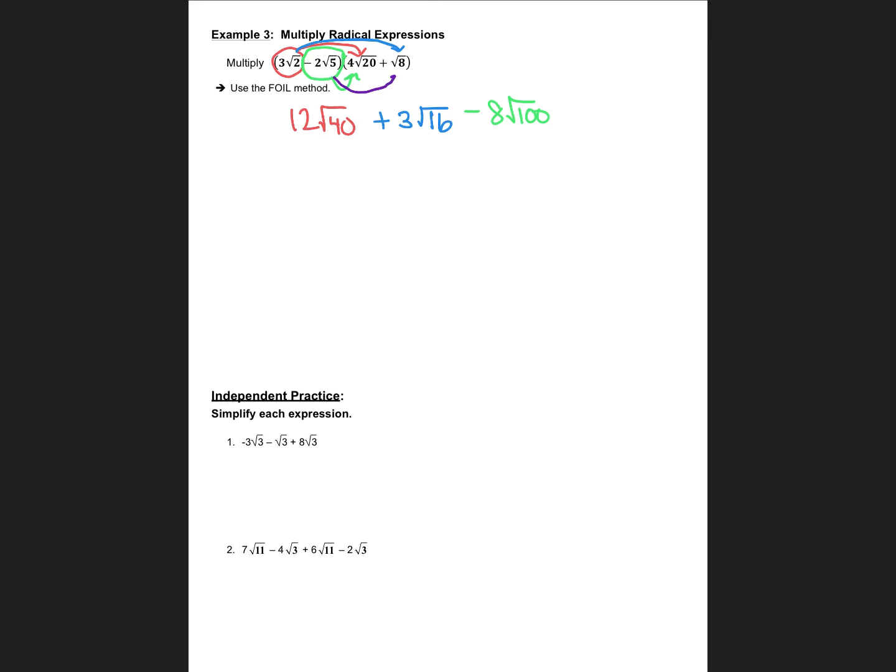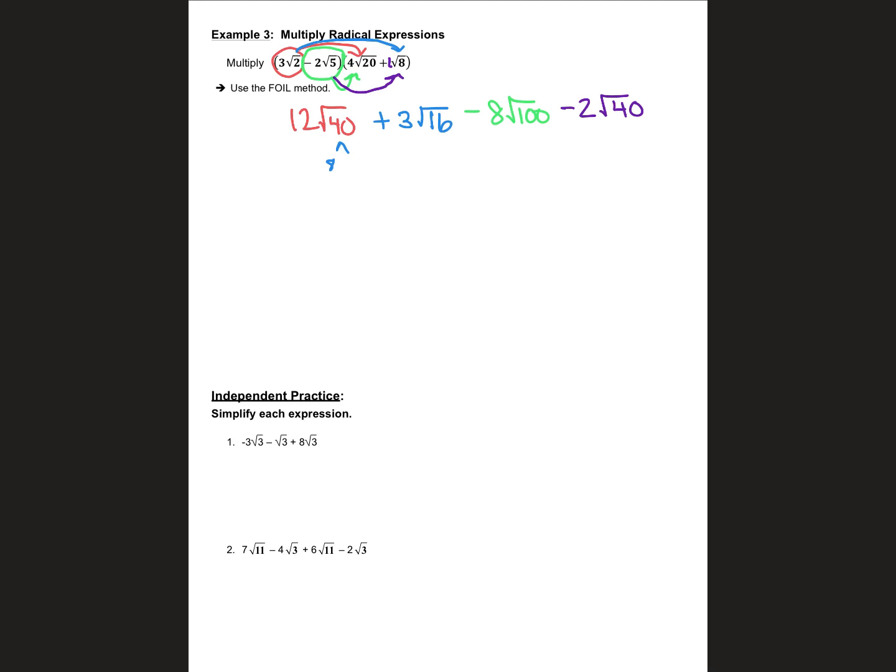we have negative 2 radical 5 times radical 8. Outside numbers is negative 2 times an invisible 1, basically. So negative 2 times 1 is negative 2. And inside numbers, 5 times 8 is 40. Now I can simplify all of my radicals. So for 40, I know that can become 8.